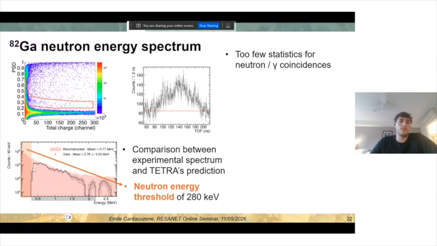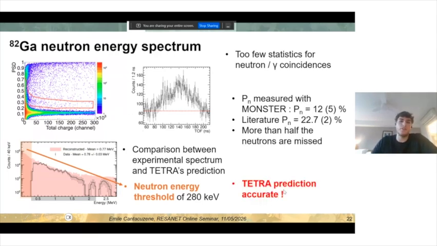You can also see that under around 300 keV, we don't have any data anymore. This is because Monster has an energy threshold of around 280 keV, meaning that we probably lose a lot of the neutrons because of this. But this clearly shows that TETRA predictions are also accurate for online data, and this is very, very good.